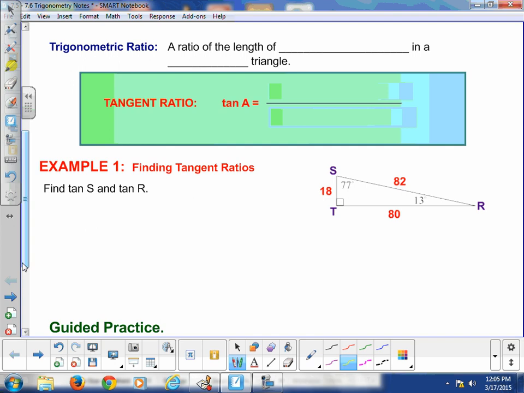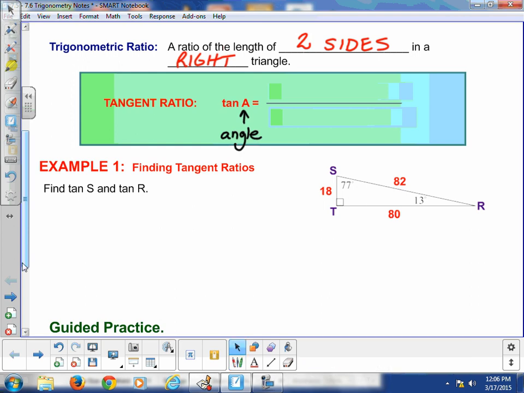Trigonometric ratio. What is a trigonometric ratio? It is a ratio of the length of two sides in a right triangle. Now, there are three different ratios that we're going to learn. We are going to learn the tangent ratio, the sine ratio, and the cosine ratio. And for each of the three, I have written A next to them. That A represents an angle. So whatever the angle measure is, or whatever the angle is that we're talking about, that's what A represents, okay?